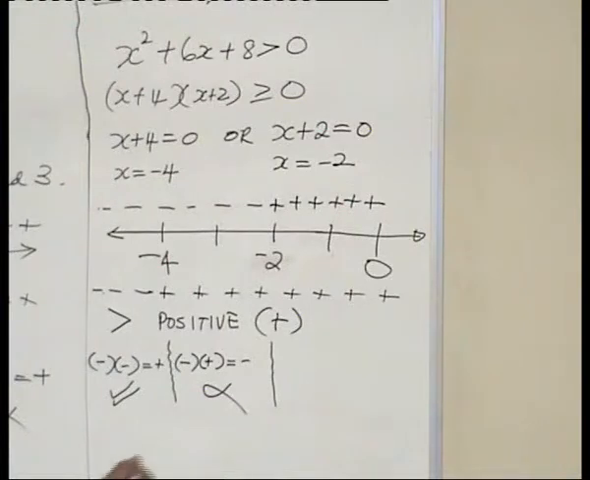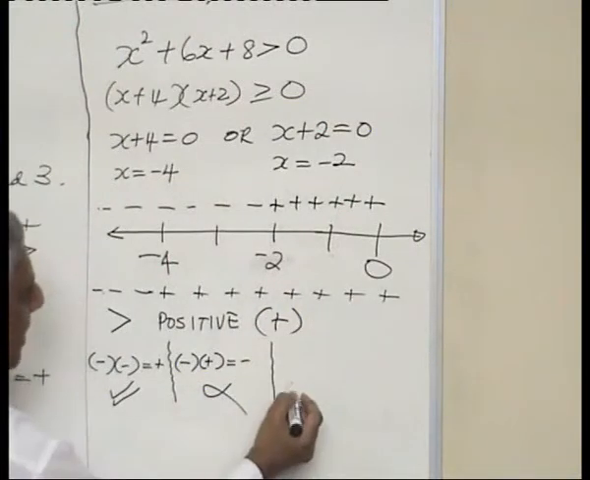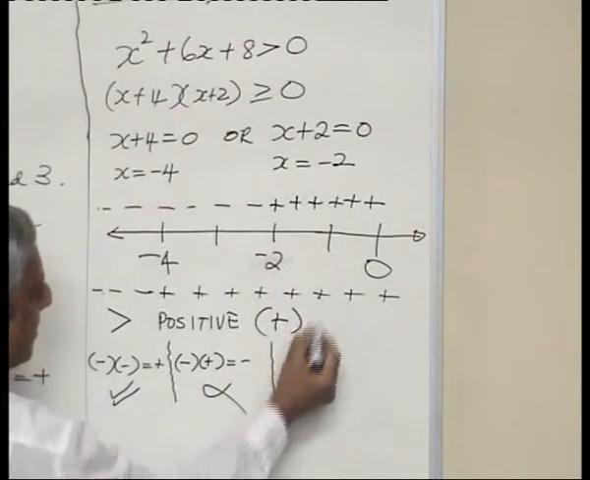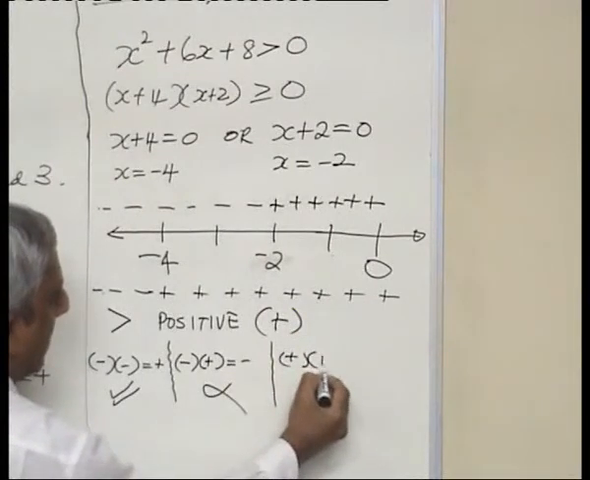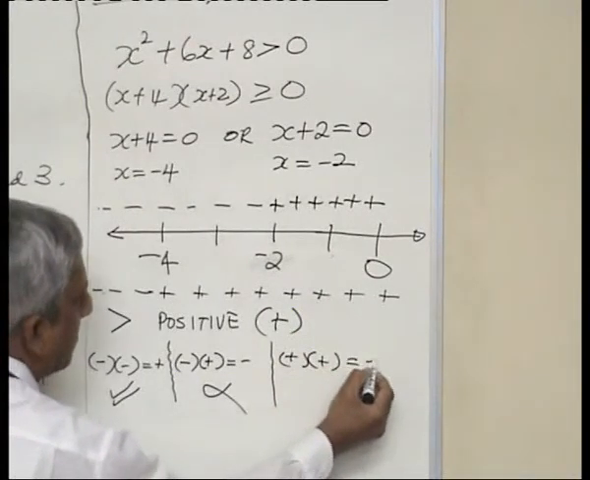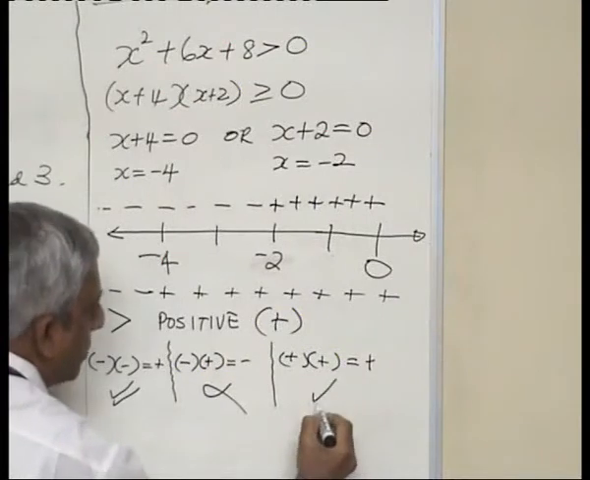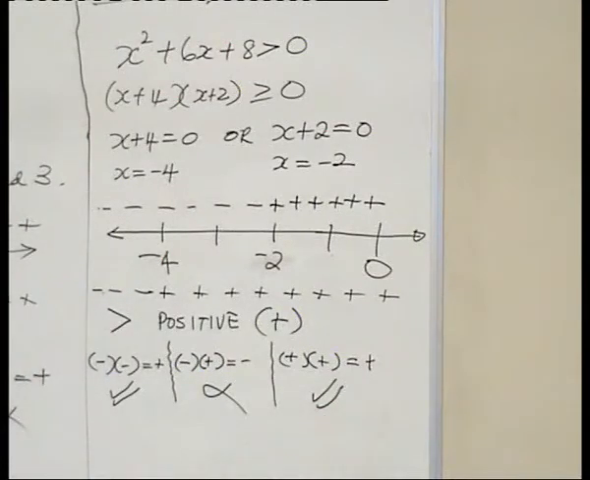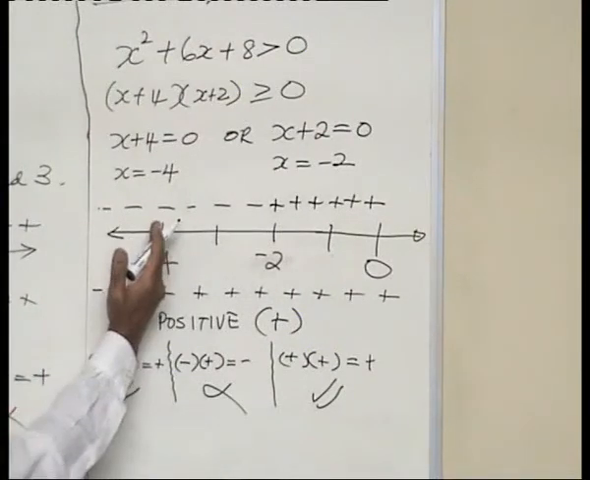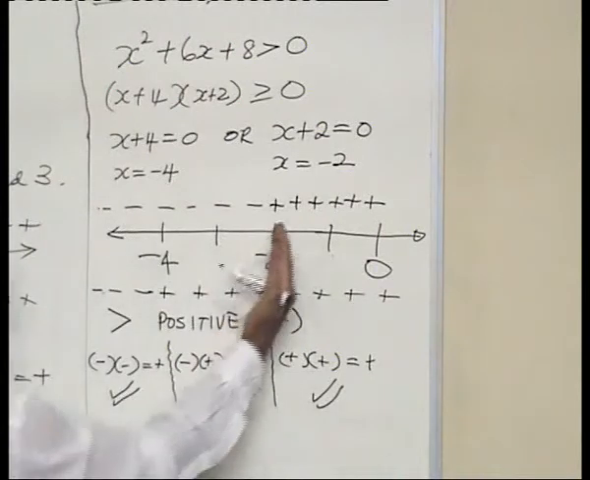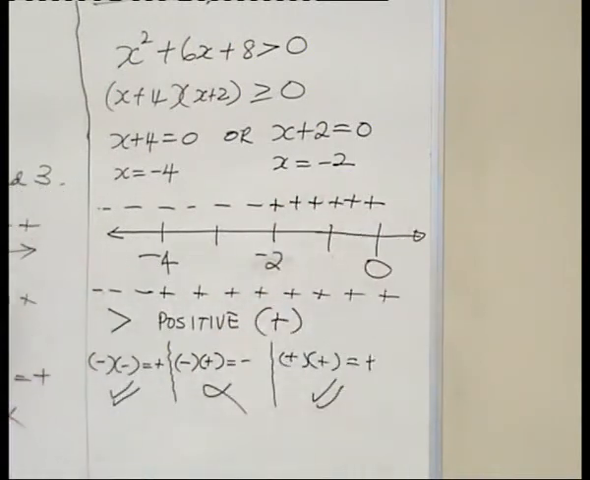And finally, we're looking over here. Positive times positive gives me positive. So we got the answer again. So in this example, we find that the answer is in 2 different areas. The answer is in this area, and the answer is in that area. So let's see how we write the answers.